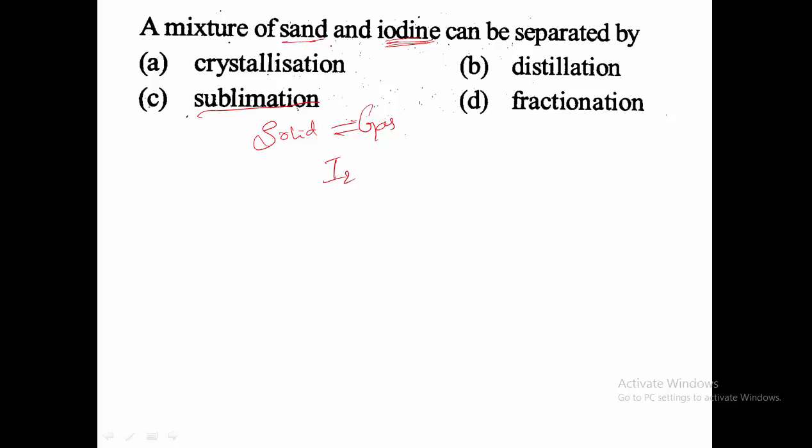And sand will remain as it is in the form of solid. So the sand will remain in the dish and iodine gets sublimed when heated at a certain temperature. So the mixture of sand and iodine can be separated by using the process of sublimation. So option C is the right answer. The next question.